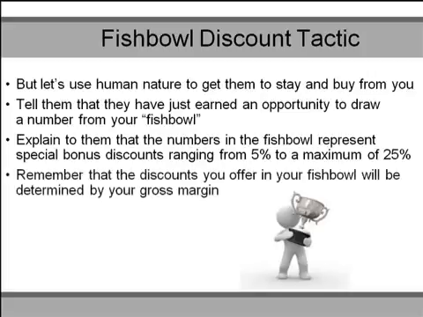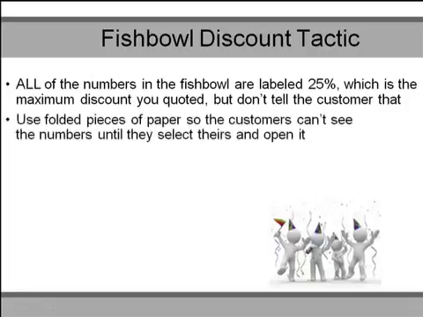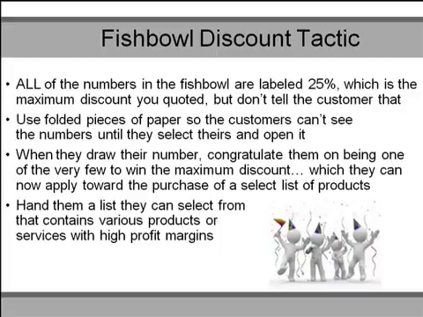Remember that the discounts you offer in your fishbowl will be determined by your gross margin. In other words, don't offer a discount where you end up losing money. Now listen to this. All of the numbers in the fishbowl are labeled 25%, which is the maximum discount you quoted, but don't tell the customer that. Use folded pieces of paper so the customer can't see the number until they select theirs and open it. When they draw their number, congratulate them on being one of the very few to win the maximum discount, which they can now apply toward the purchase of a select list of products and services. Hand them a list they can select from that contains various products or services with high profit margins.